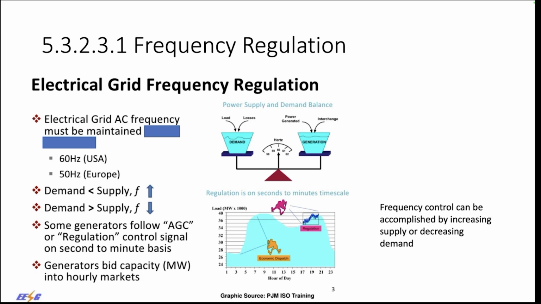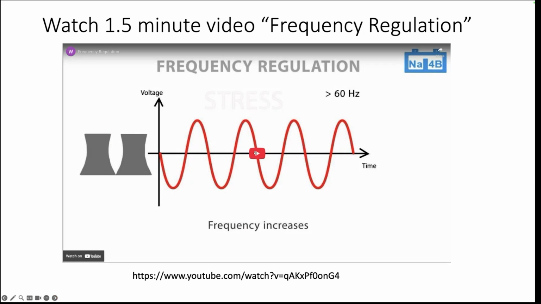So one way to deal with frequency control is to increase supply or decrease demand. And in 2021, the way that ERCOT had to deal with it was to decrease demand by basically shutting down electricity to large parts of the state. Then watch a video.